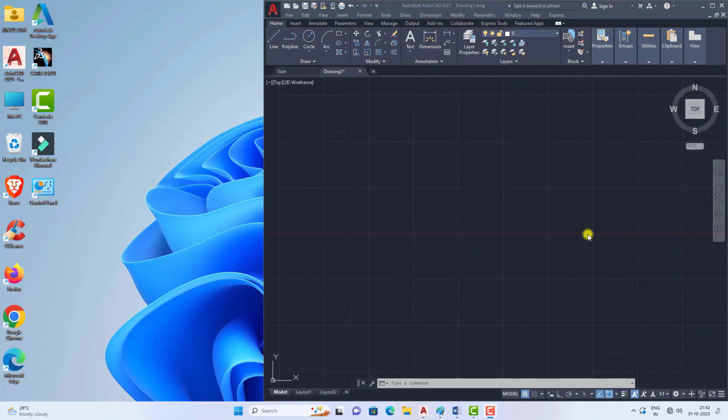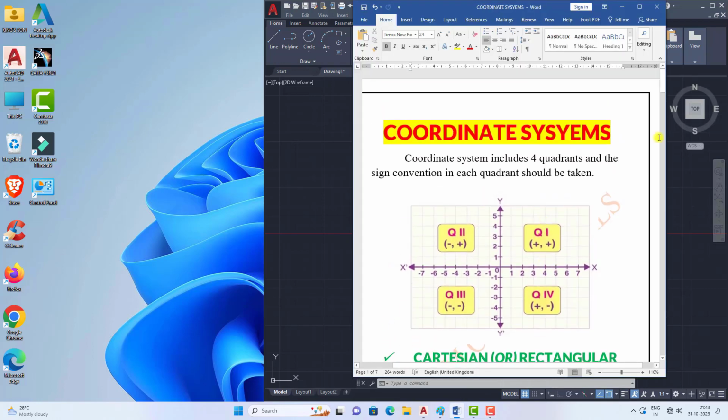Dear friends, now we will discuss coordinate systems. See here, this is the coordinate system we have used. In the 7th standard, we learned about this quadrant slide. The coordinate system includes 4 quadrants, and the sign convention in each quadrant should be taken.